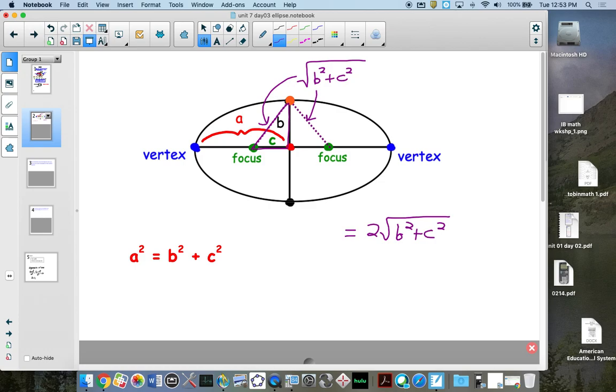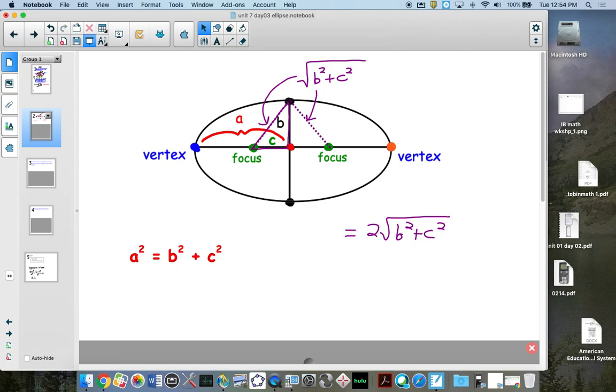You won't have to recreate this when you're doing problems. I'm showing you this so that you can remember this equation. Alright, so that's the sum of the distances to the foci. Now, what if I take this point and then move it over to here?